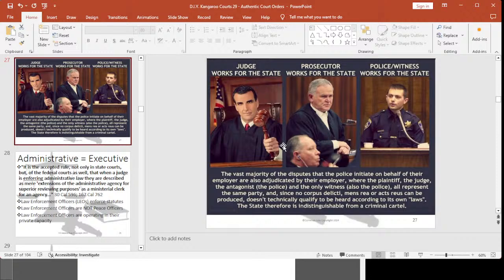Judge works for the state, prosecutor works for the state, police or witness works for the state. The vast majority of the disputes that the police initiate on behalf of their employer are also adjudicated by their employer, where the plaintiff, the judge, the antagonist, the police, and the only witness, also the police, all represent the same party. And since no corpus delicti, mens rea, or actus reus can be produced, it doesn't technically qualify to be heard according to its own laws. The state, therefore, is indistinguishable from a criminal cartel. And that's exactly what it is.